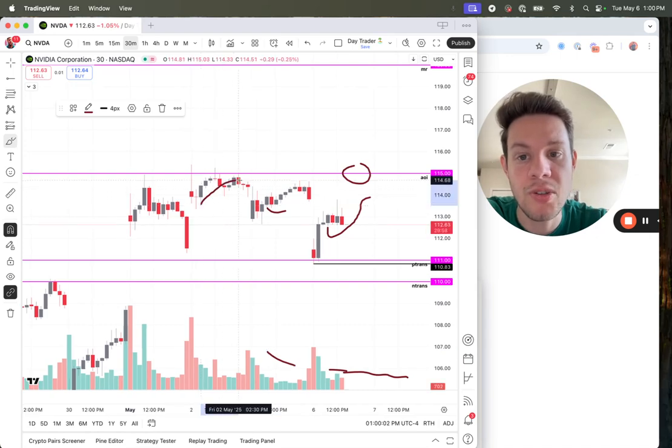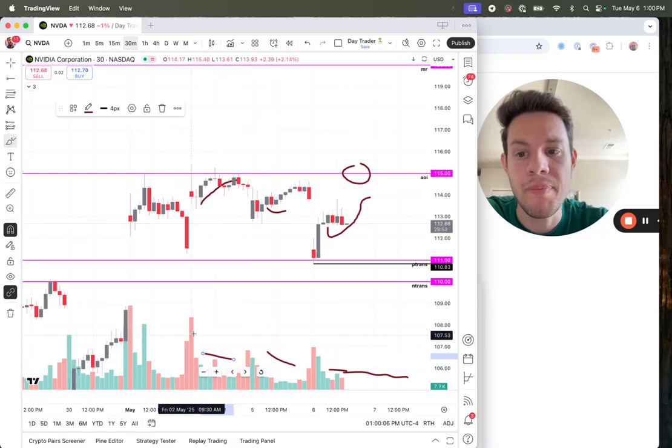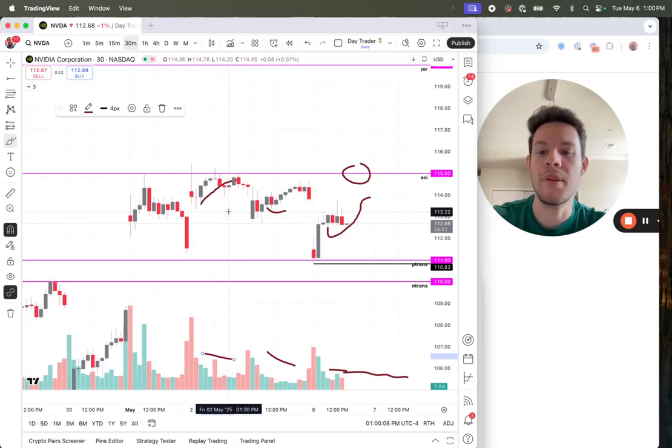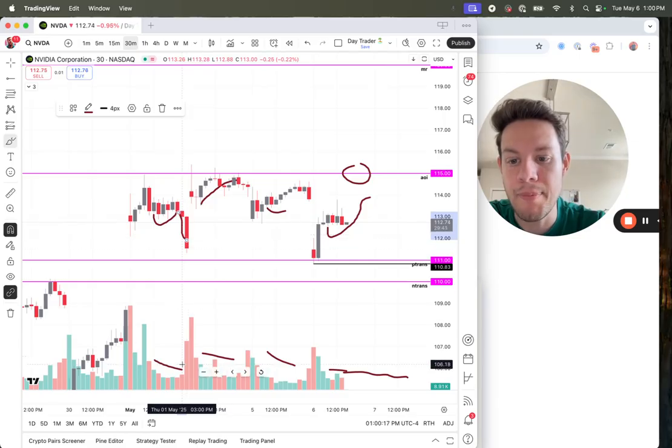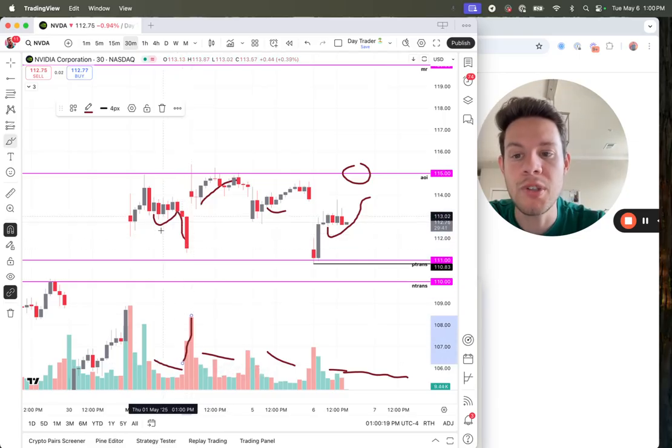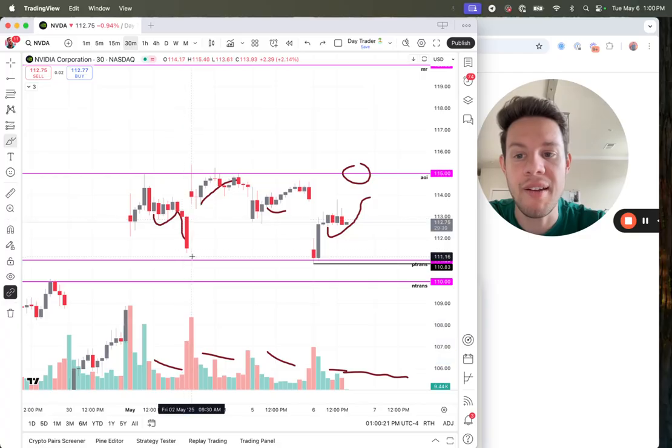Notice how when we hit close to 115, volume is drying up. Really, really important. There's a great example here. As price is trying to go up, volume is dying, and then as it's breaking down, it's actually picking up volume to the downside. So if you want to short around this area, you could have.